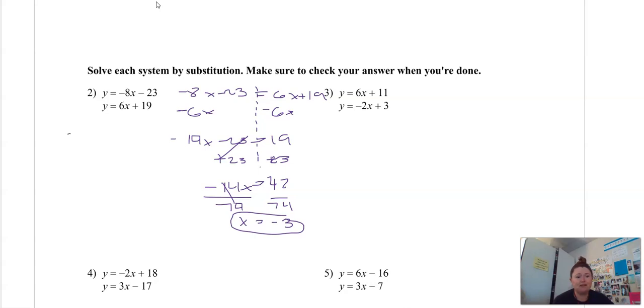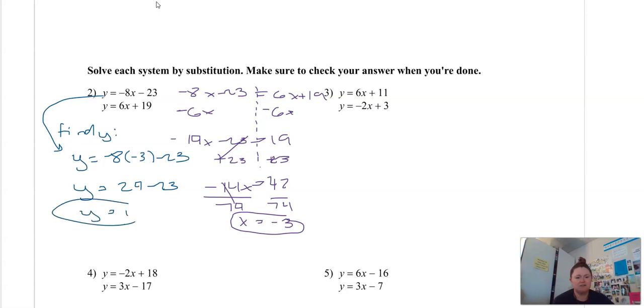So step 1, we found x. Now we're going to find y. I'm going to do y equals negative 8 times negative 3 minus 23. I'm just using this equation. And then I just have to do that math. So y equals positive 24 minus 23, so y is 1. So that means my final answer should be negative 3, 1.